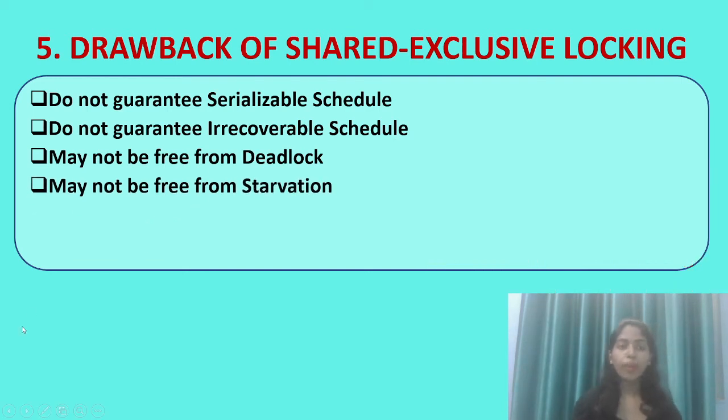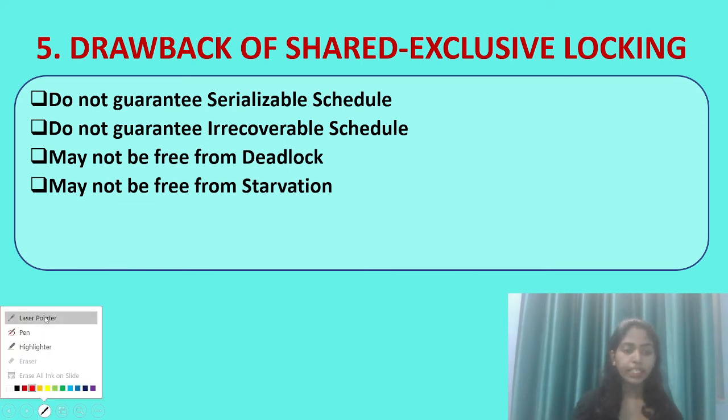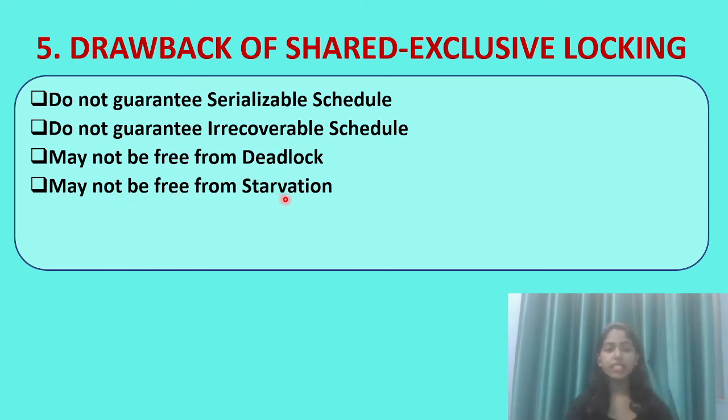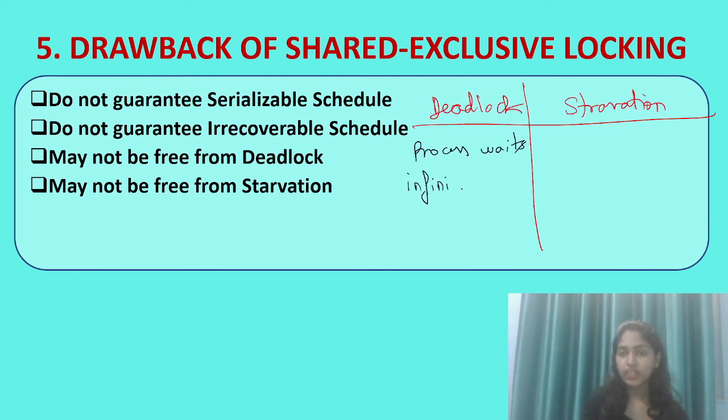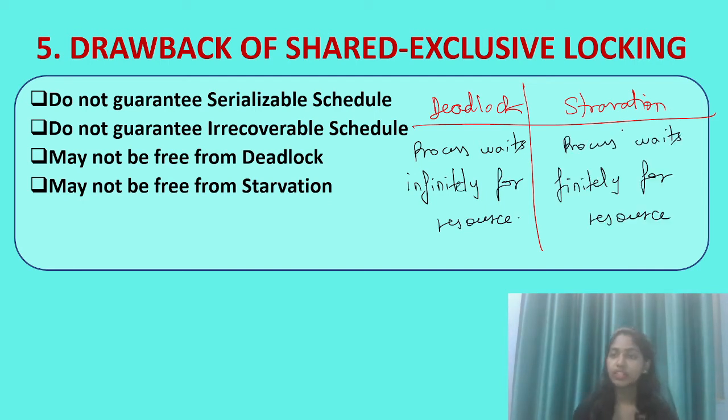Now the last drawback of shared exclusive locking is that it may not be free from starvation. What is the meaning of this? Deadlock and starvation have only one difference. In deadlock, a process waits infinitely for a resource. In starvation, a process waits finitely for a resource. So this is the difference. In starvation, the process will be able to complete its task, but it has to wait for a long time. So that is called starvation.